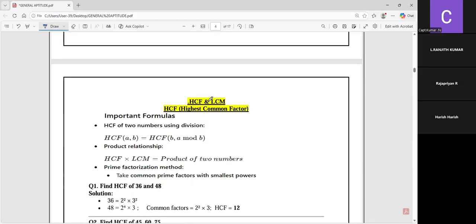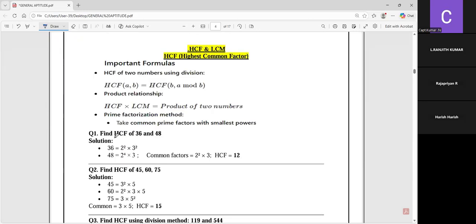So the very first topic is the highest common factor. What is the highest common factor? I'm going to give two numbers. For example, the problem: find the HCF of 36 and 48. In this 36 and 48, I'm going to factorize the numbers. 2 into 2, 3 into 3. So two 2s are present and two 3s are present. Multiplying all those, you get 36. See the other number 48: four 2s are there, 2 power of 4, and one 3. From this, you choose the minimum.